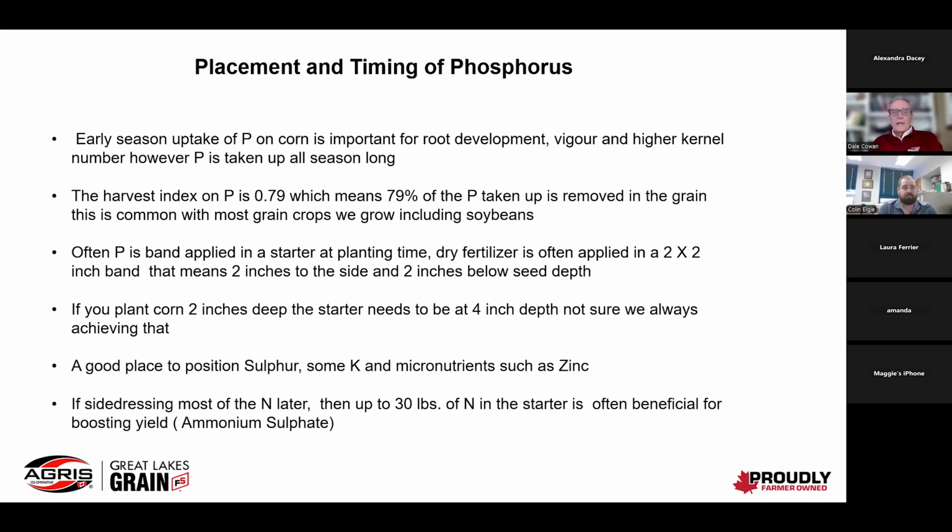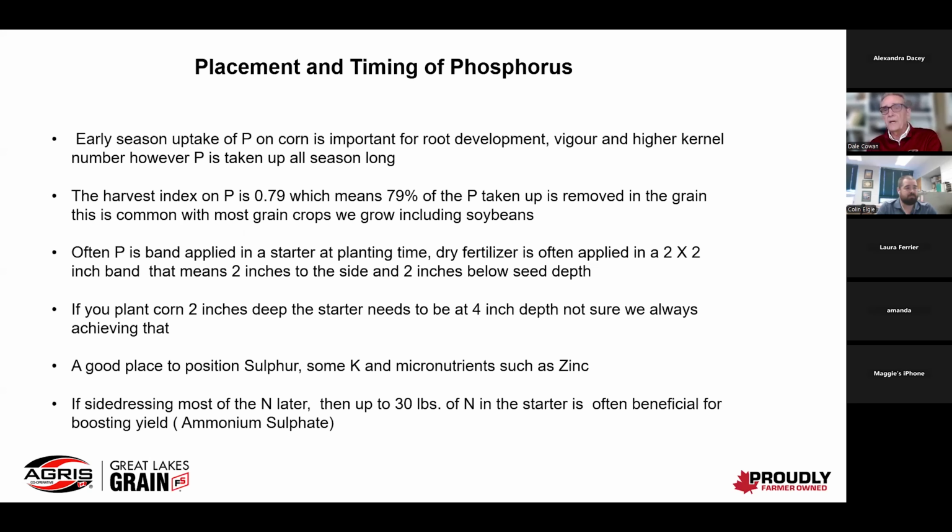So often we band phosphorus in a starter, often a 2x2 band. 2x2 means it's 2 inches to the side and 2 inches below seeding depth. So if you're planting 2 inches deep, that means your band has to be 4 inches deep. I'm not always convinced we get it down 4 inches deep with some of the things I've seen in the field. And that comes back to haunt us a little bit when we talk about salts.